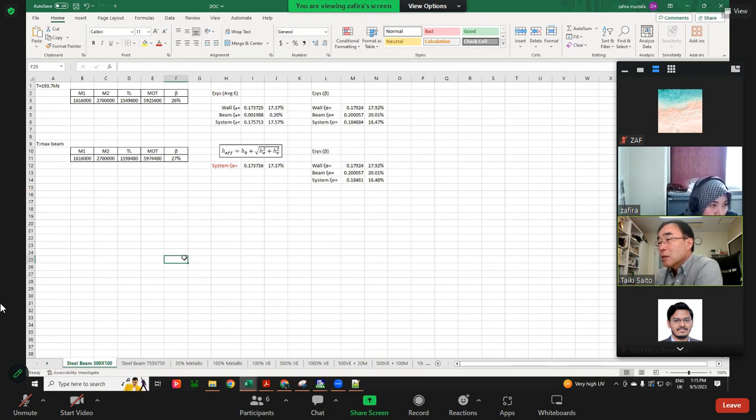So in this case, it's only the steel beam. This is only the steel beam. There is no visco sample, right? Yes, it's only this one and this one.